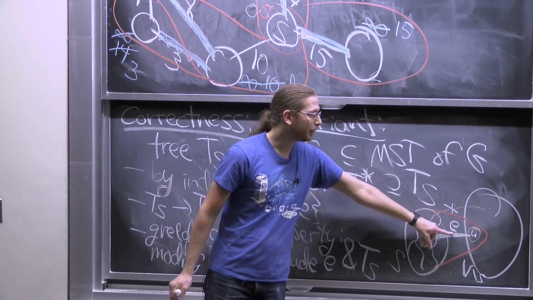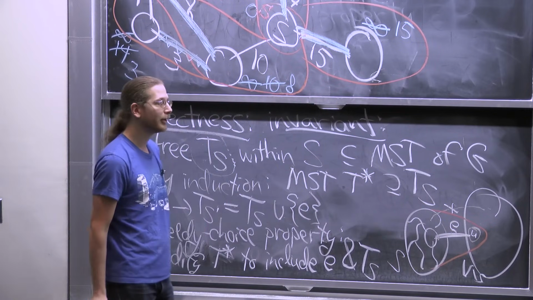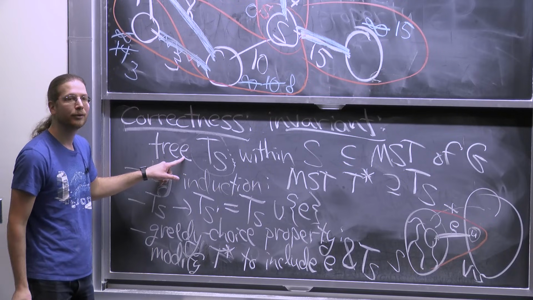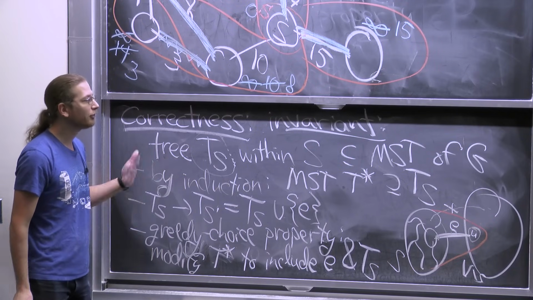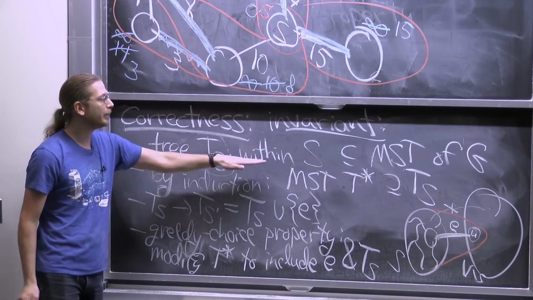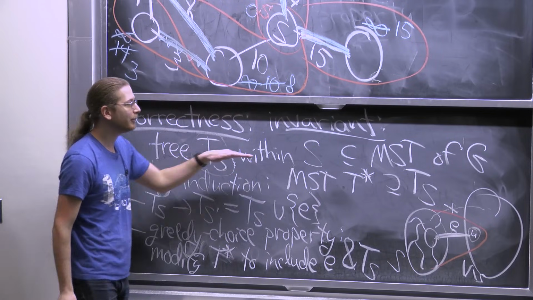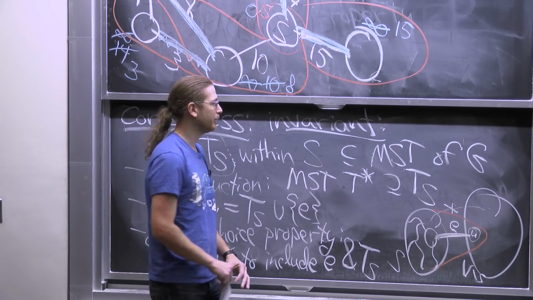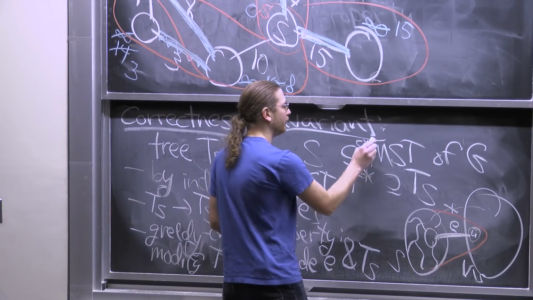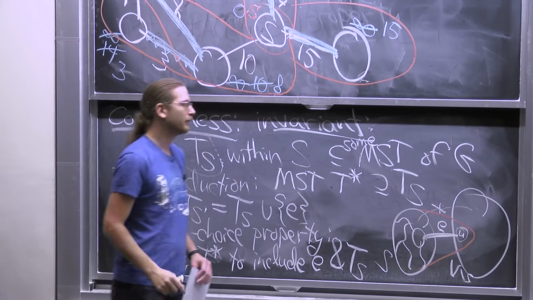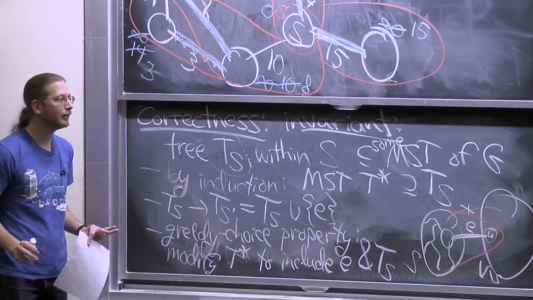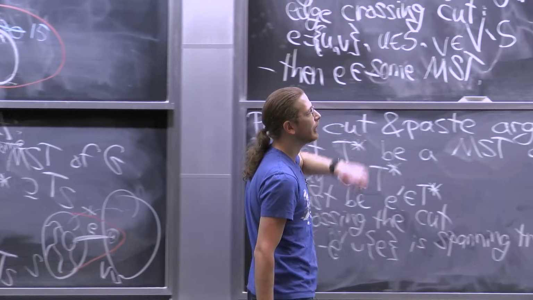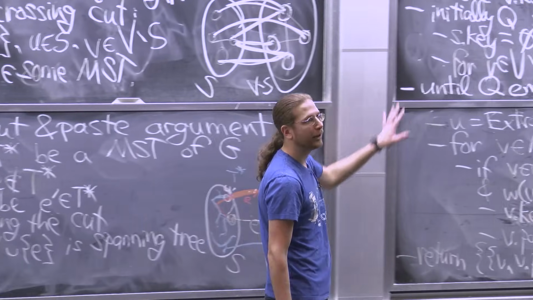But then I get the new property that E is inside T star. And so I prove this invariant holds. I keep changing T star, but I always preserve the property that all of the spanning tree edges that are inside S are contained in some minimum spanning tree of G. I'll add in some for emphasis. Cool? So that's how we use the greedy choice property to get correctness of Prim's algorithm.